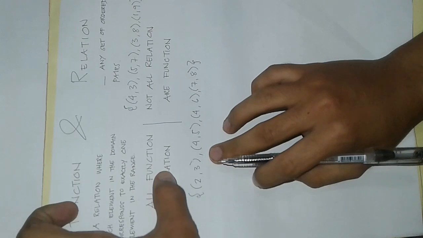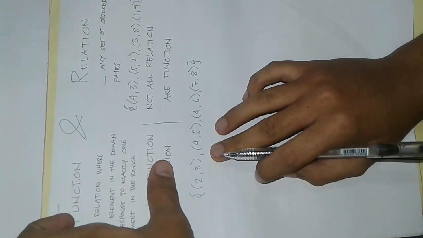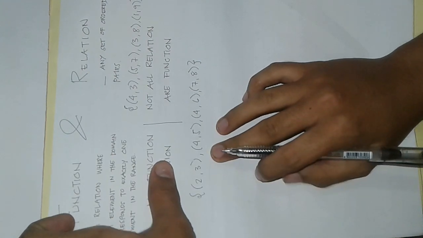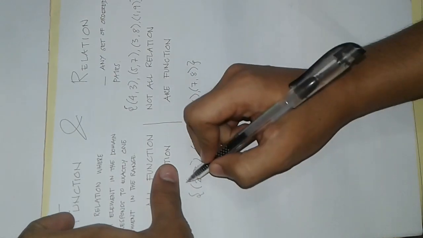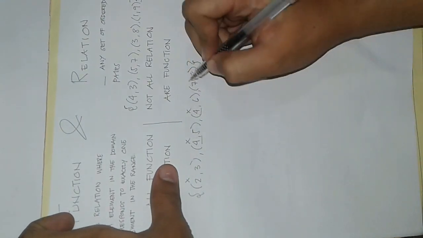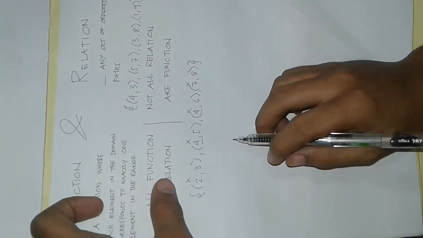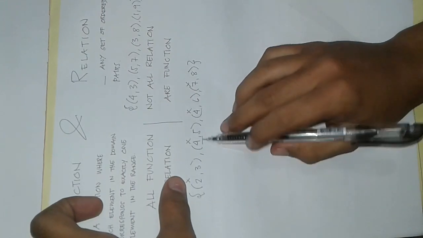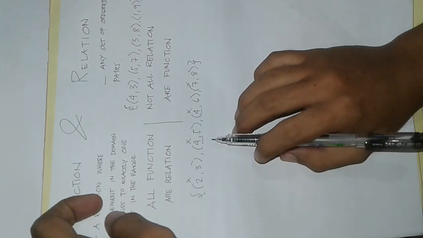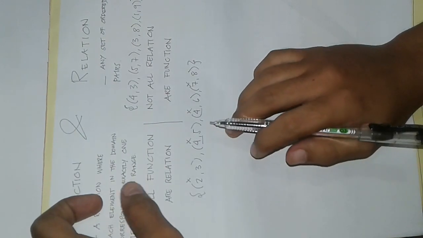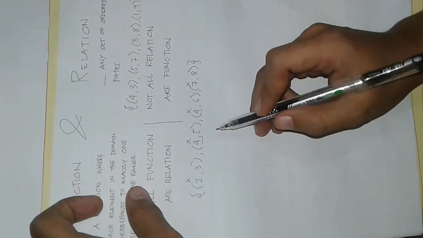Now let's see this relation. We have two x values, or domain, that are repeating, which is the number 4. These are the x values. The domain does not correspond to exactly one element in the range. So therefore, this is not a function. It's just a relation.